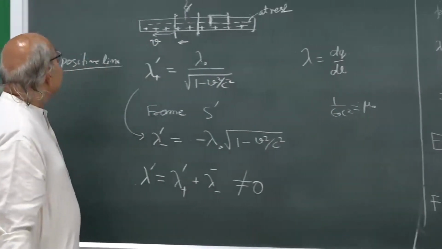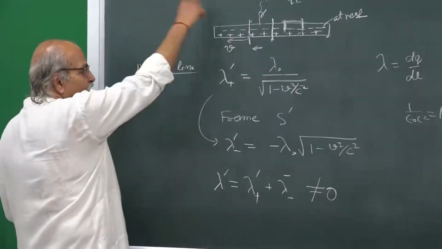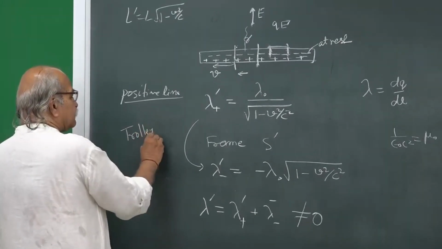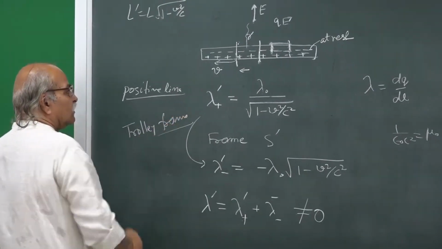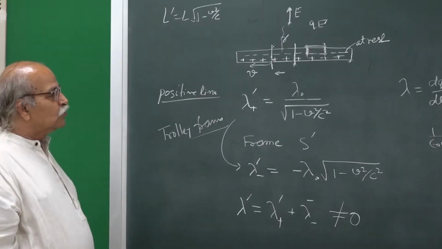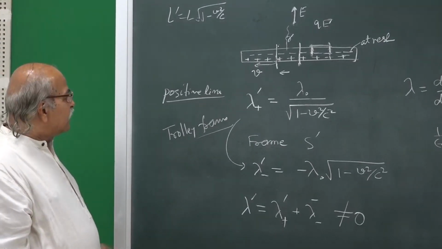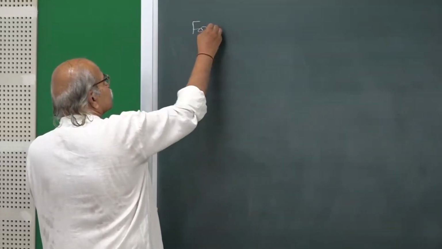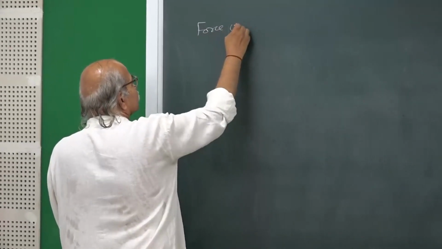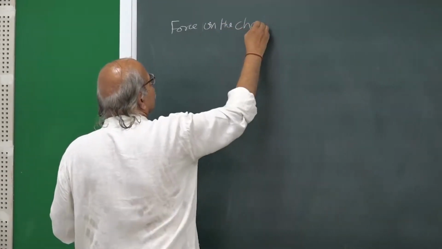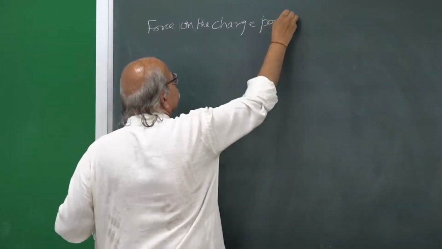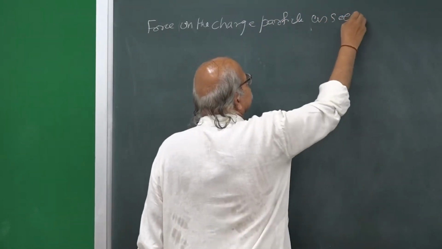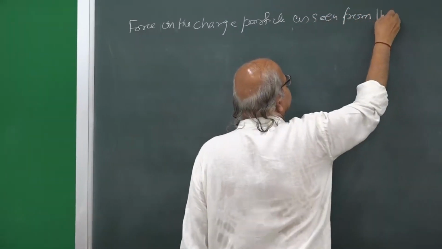Now, let me draw it from the lab frame. This whole picture here and whole description here, whole calculation was from the trolley frame. So, if I come back to the lab frame and erase all these things from here, the force on the charged particle as seen from the lab frame.